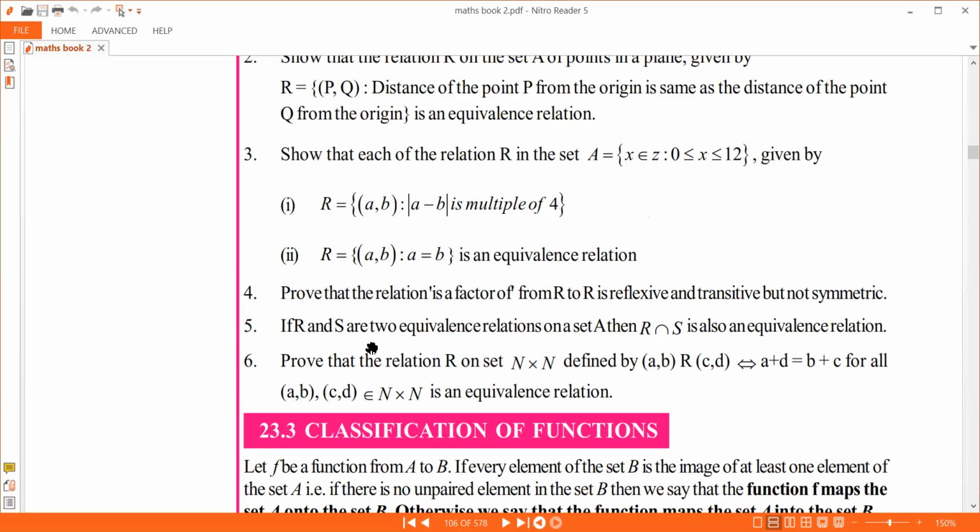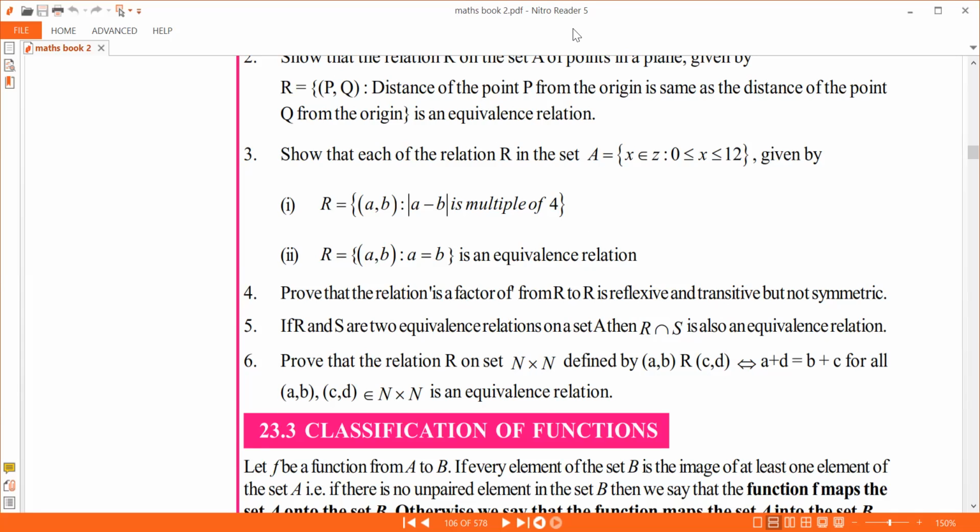Next, if R and S are two equivalence relations on the set A, then R intersection S is also an equivalence relation. This is really cool. It's a tough one to solve, but anyway, I will tell you.